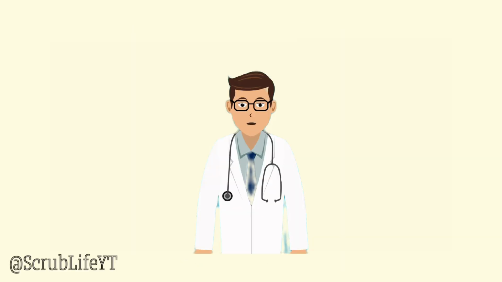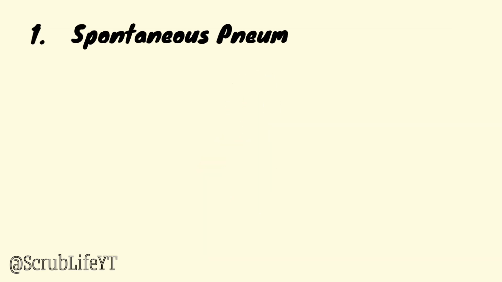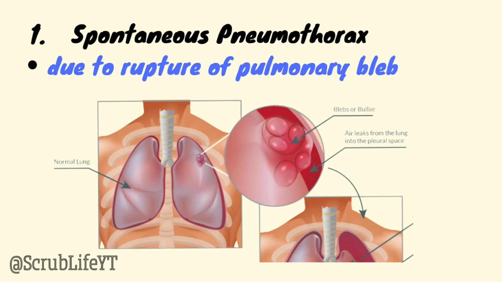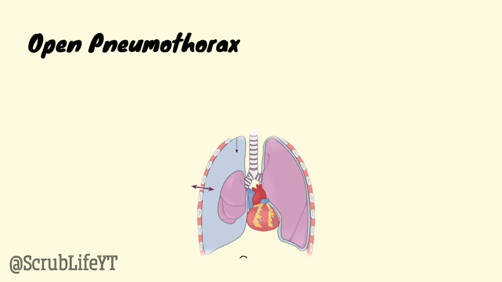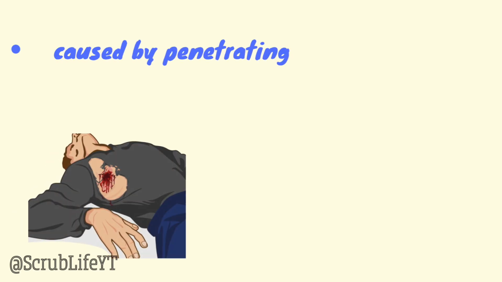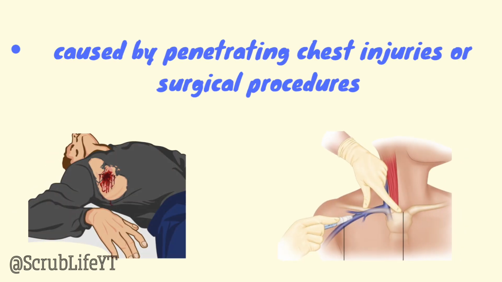Now move to the types of pneumothorax. First is the spontaneous pneumothorax, which happens due to rupture of pulmonary blebs, which are the small air-containing spaces deep within the lungs. Next is open pneumothorax, which happens due to an opening in the chest wall, resulting in entry of positive atmospheric air pressure in the pleural space. It is caused by penetrating chest injuries or surgical procedures.